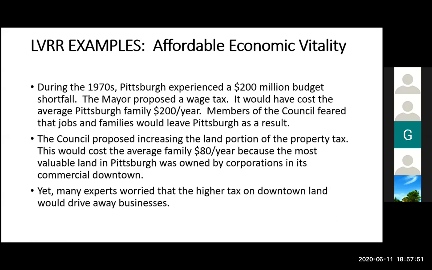Sticking with the Pittsburgh example, during the 1970s, Pittsburgh experienced a $200 million budget shortfall. The mayor at the time proposed a wage tax to close the gap. Now, this wage tax would have cost the average Pittsburgh family about $200 a year, and members of the city council were very much afraid that jobs and families would leave Pittsburgh as a result. So the council took a different approach. They decided to increase the land portion of the property tax. And as a result, they raised the same amount of money, but it only cost the average family $80 a year.